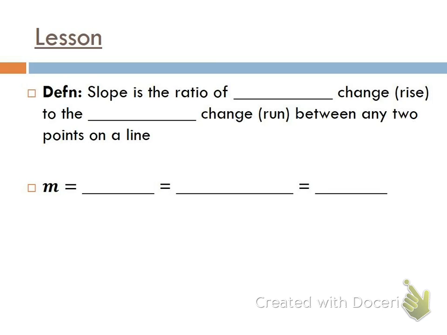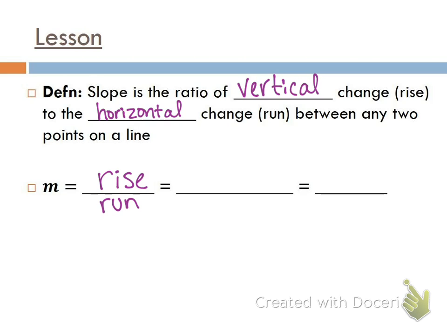Slope is a ratio of vertical change, which would be called the rise most of the time, to the horizontal change, which we refer to as the run, between any 2 points on a line. Okay, so we refer to slope as the letter M, hoping we remember that from algebra. We often call it rise over run. You might see it as change in Y over change in X.